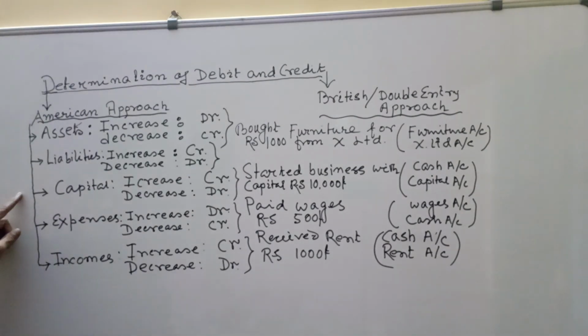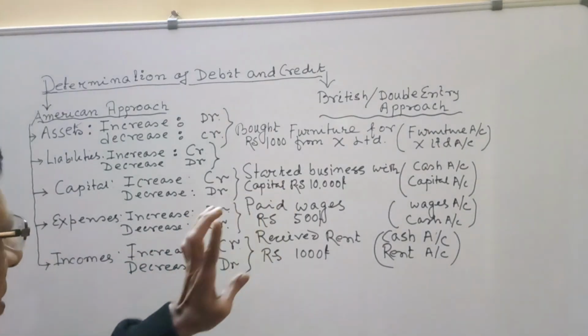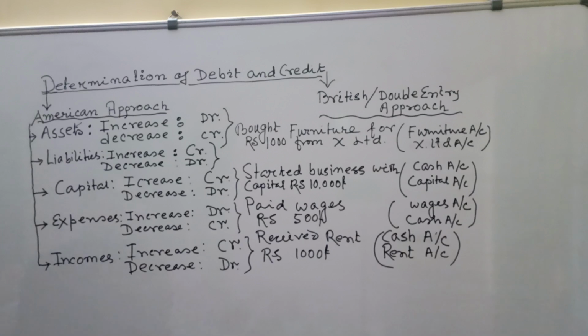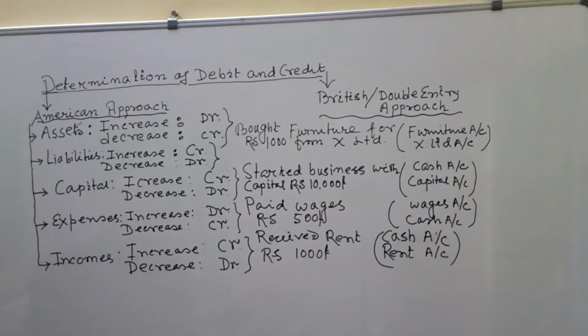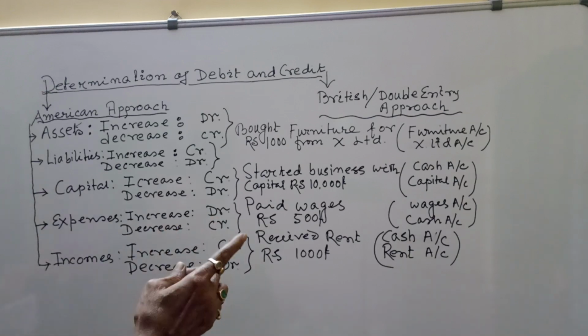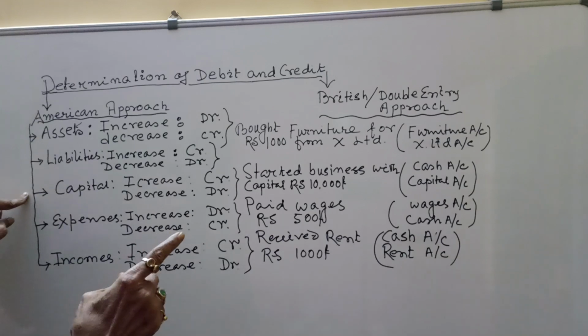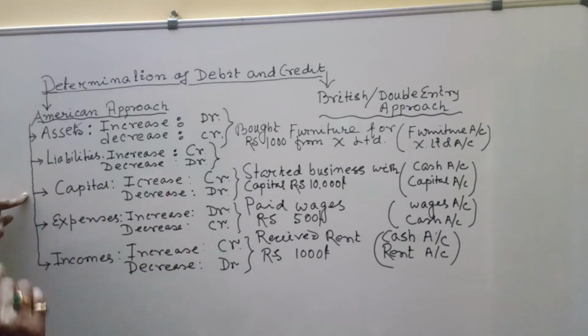Let us come to the capital account. I gave an example: started business with capital rupees 10,000. We have determined there are two accounts connected with this transaction. One is the cash account and another is the capital account. Cash account is an asset, and the capital account comes within the rule of the capital. So when we start the business, cash comes into the business, cash is the asset, so naturally the cash account will be debited.